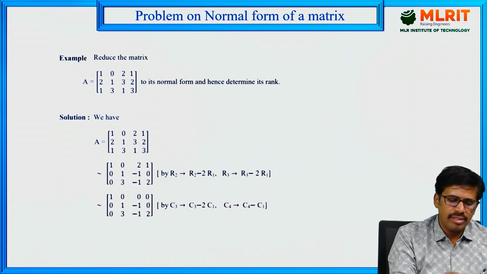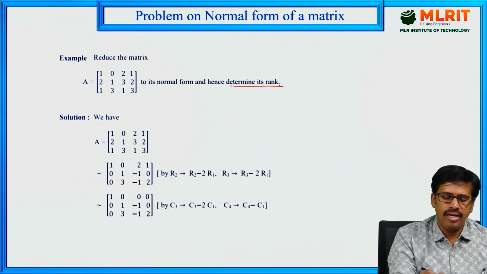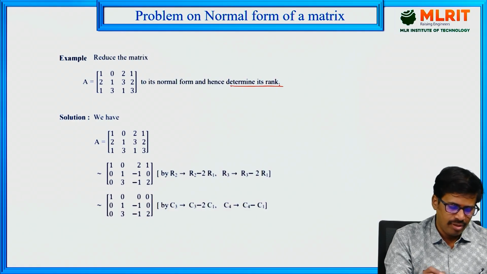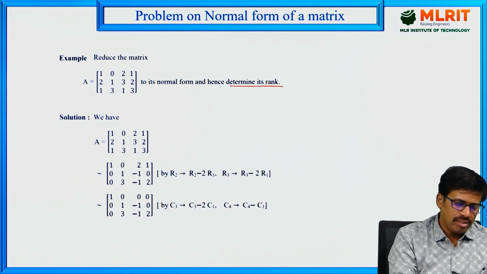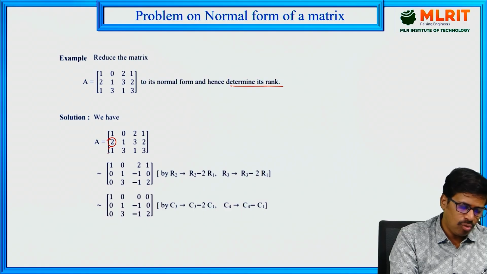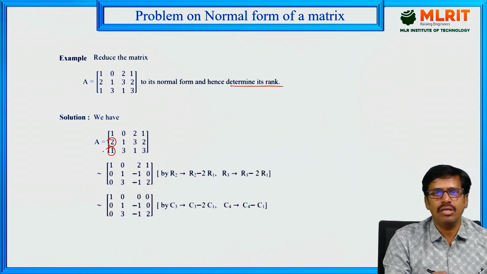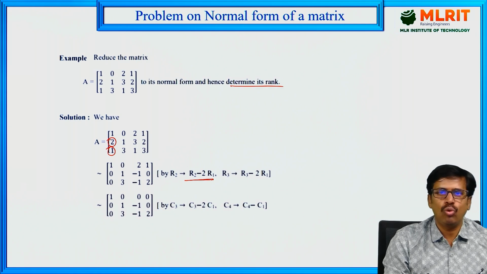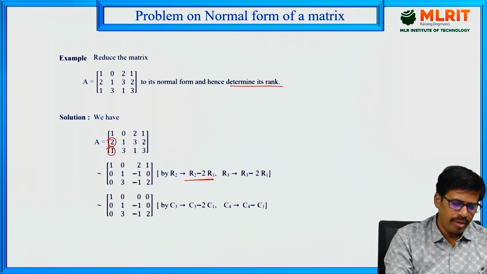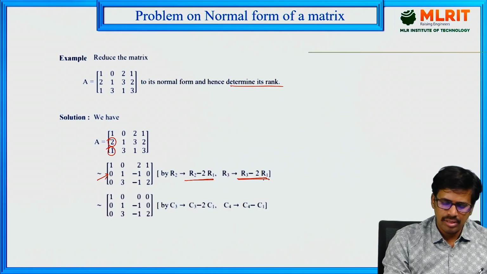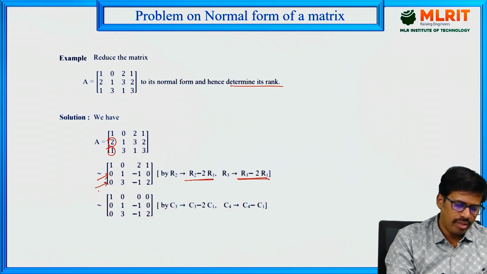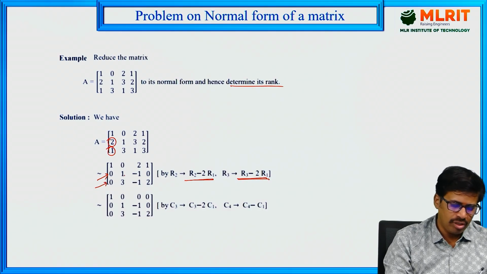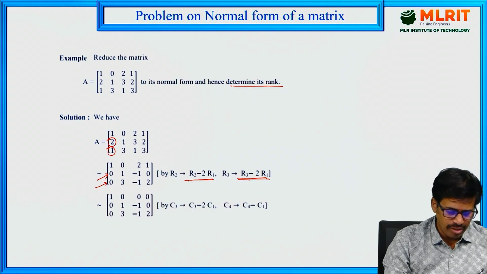Reduce the matrix to its normal form and determine its rank. So first let us make this element 0 and this element 0 by using row transformations. I apply R2 minus 2R1 on second row to make this element 0, R3 minus 2R1 on R3 to make this element 0. So we got these 2 rows by using these 2 row transformations.